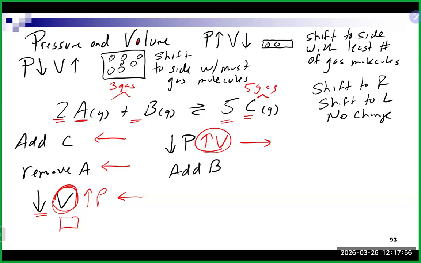And lastly, we're going to add some more B. So when we add, it goes away from the side we added to. We added to the left, it's going to shift to the right. The deal here is we now have more reactants than products. So that's going to cause the forward direction of that reaction to occur, and it's going to go to the right. Questions on any of those there?